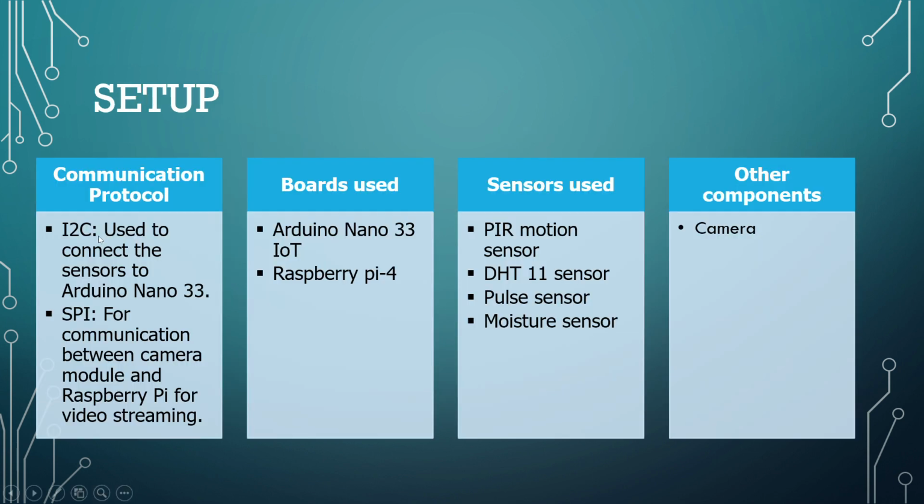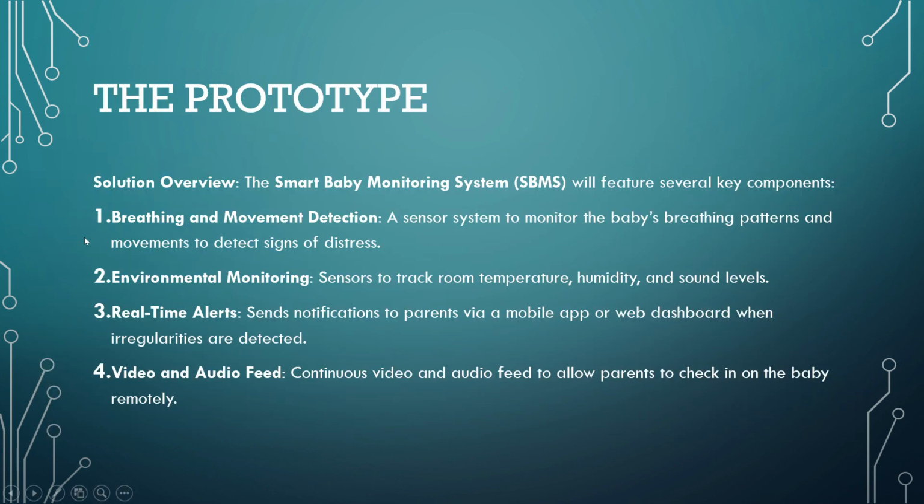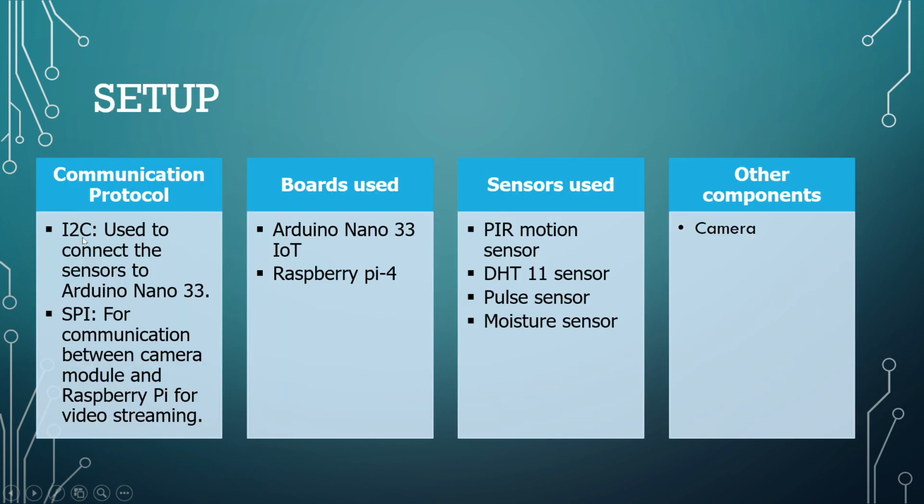Here is the communication protocol. I used the I2C communication protocol to connect the sensors to the Arduino Nano, and SPI to connect the camera to the Raspberry Pi for video streaming. I have used two boards, the Arduino Nano 33 IoT and the Raspberry Pi, and the PIR motion sensor, DHT11 sensor, the pulse sensor, and the moisture sensor. And I have used the camera also.